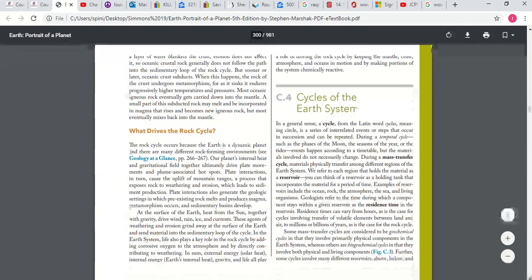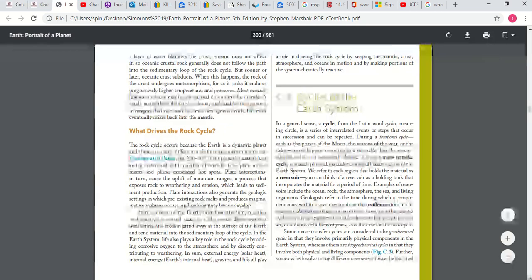So again, read this section on what drives the rock cycle. And again, it's all about plate tectonics, plate interactions. If you want to look at gravity, even in terms of making sedimentary rocks. So these are the forces that if we did not have them, if we did not have an atmosphere, we wouldn't have plate tectonics, because we need weathering to create sediments, to create sedimentary rock.